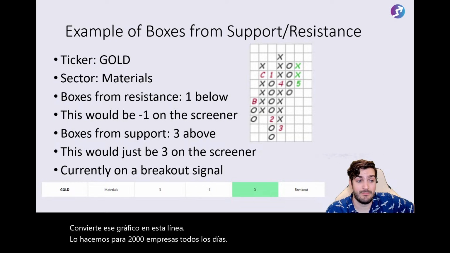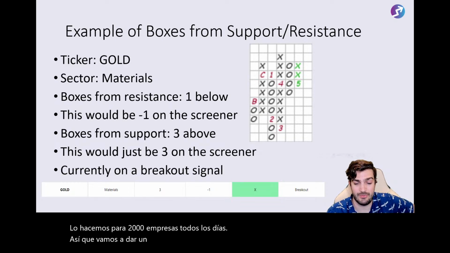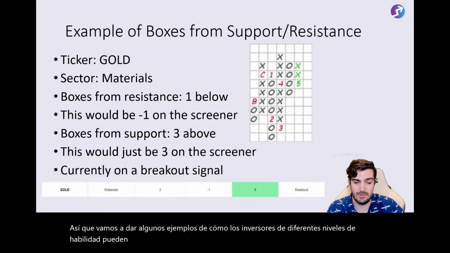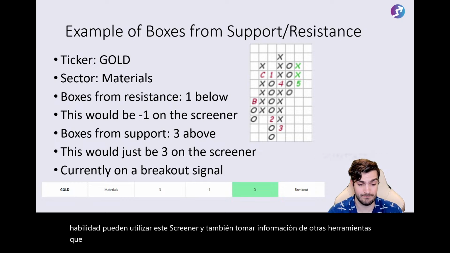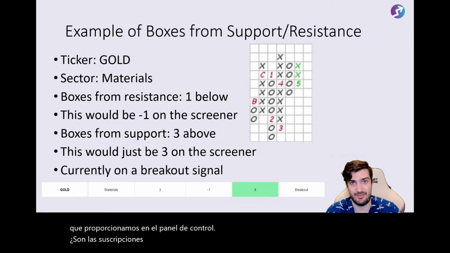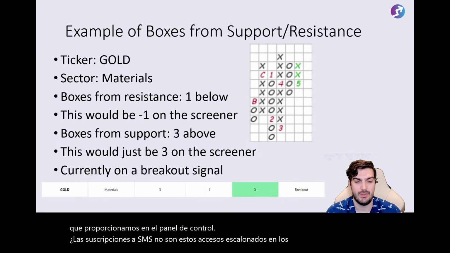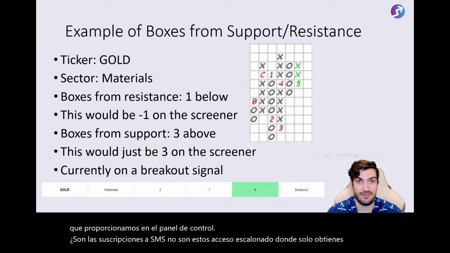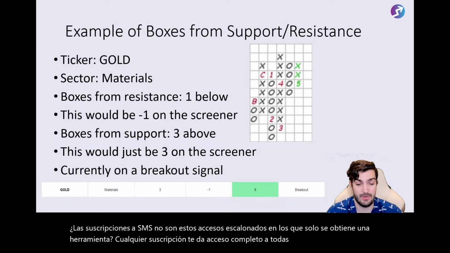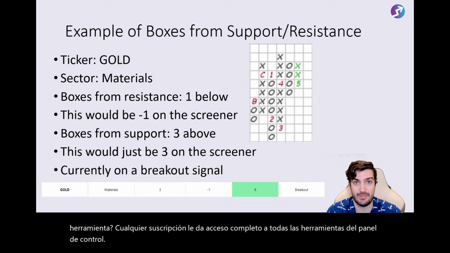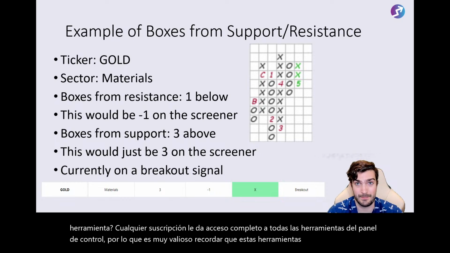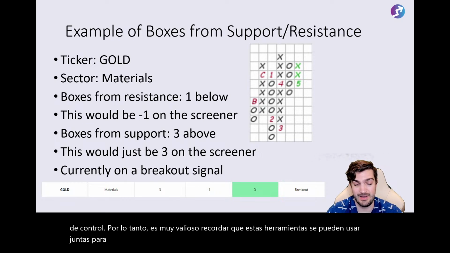So, let's give some examples of how investors of varying skill levels can utilize this screener, and also take in information from other tools that we provide on the dashboard. Our subscriptions to SMS are not these tiered access where you only get one tool. Any subscription gives you full access to all of the tools on the dashboard. So it is very valuable to remember that these tools can be used together to make more informed decisions. And it provides you all of this information in one place.